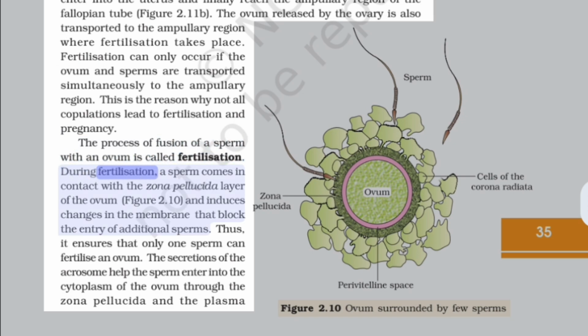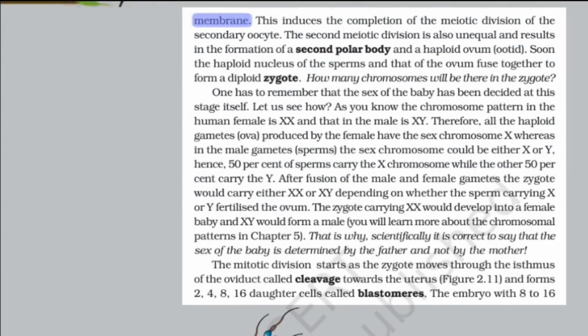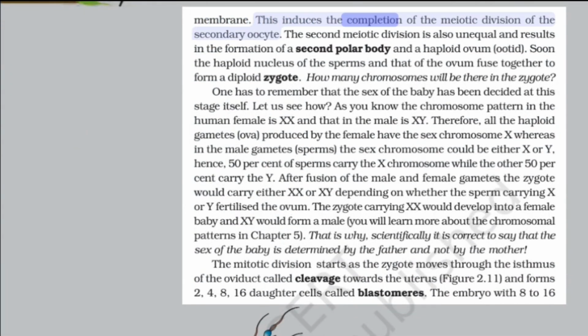During fertilization, a sperm comes in contact with the zona pellucida layer of the ovum and induces changes in the membrane that block the entry of additional sperms. Thus, it ensures that only one sperm can fertilize an ovum. The secretions of the acrosome help the sperm enter into the cytoplasm of the ovum through the zona pellucida and the plasma membrane. This induces the completion of the meiotic division of the secondary oocyte.